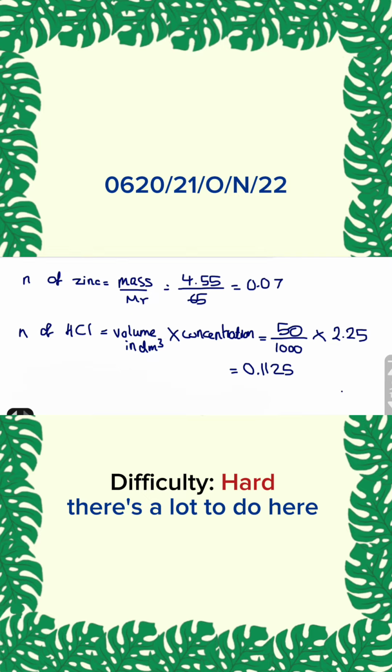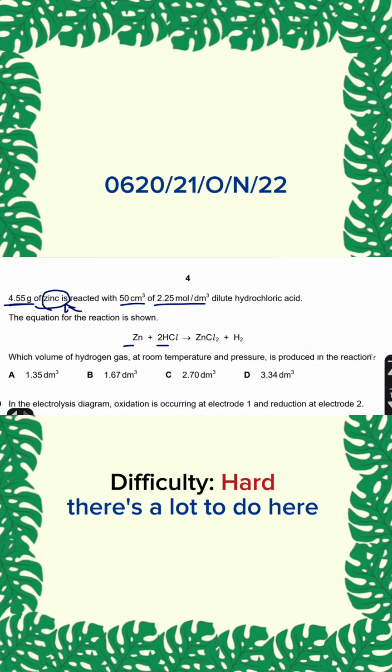Next, we have to find which one is in excess. It may seem like hydrochloric acid is in excess because it has more number of moles, but you have to take into account the mole ratio. Here we have 1 and here we have 2. All you have to do is divide the number of moles you calculated by the mole ratio.